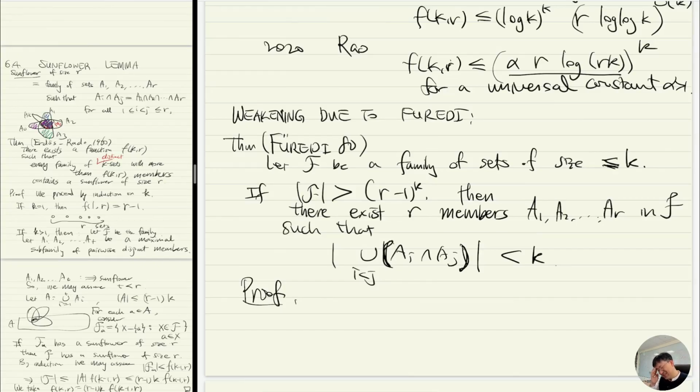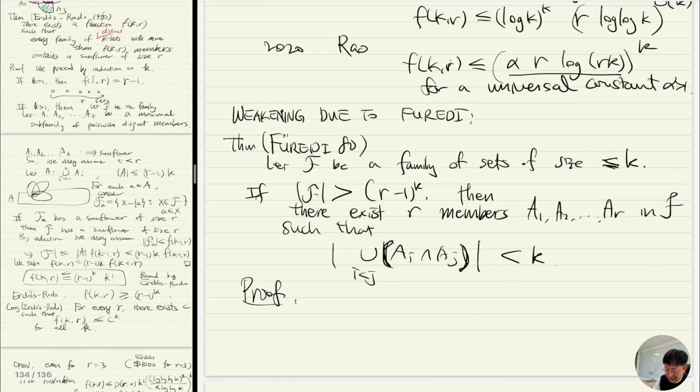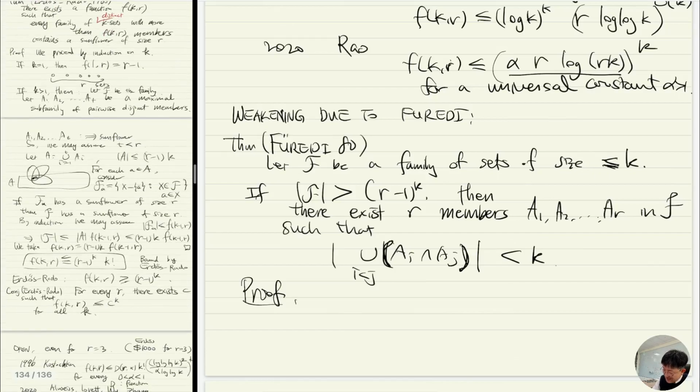I should be precise. We don't know whether the sunflower conjecture is true with (r-1)^k, but with this function, if the sunflower theorem is true, then this has to be true, but probably it's far from being proven. For this weak version, we can prove it. So we're going to use induction on r.